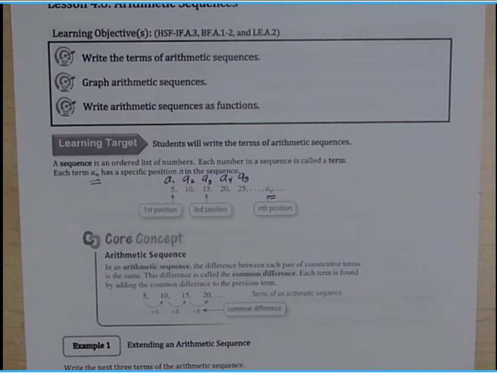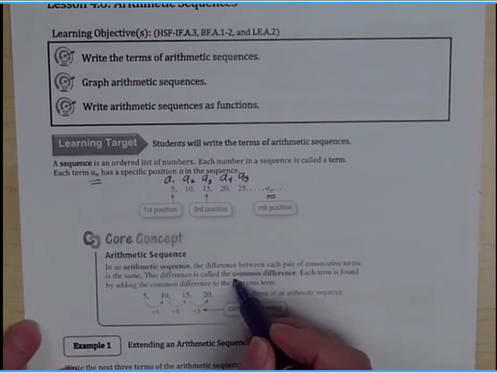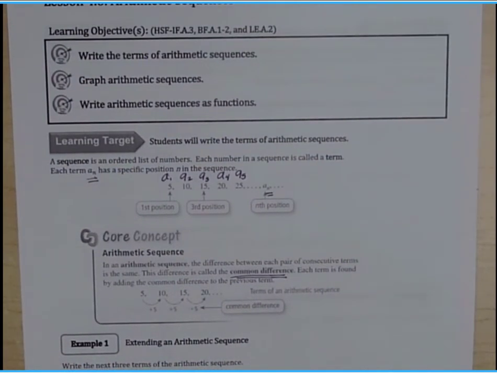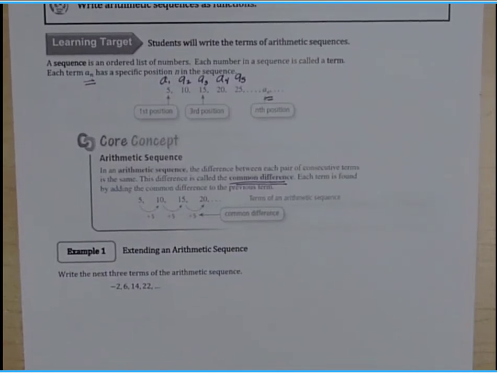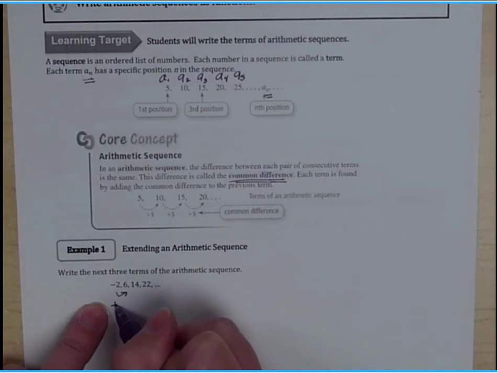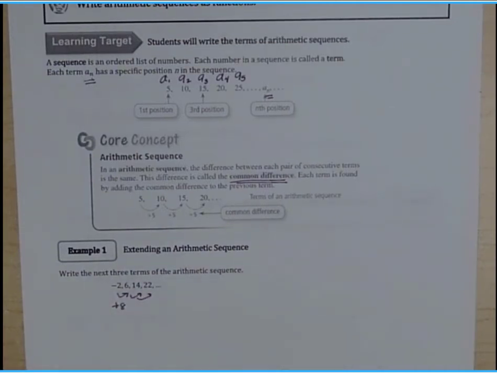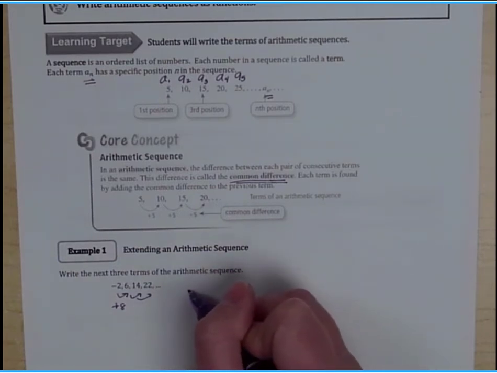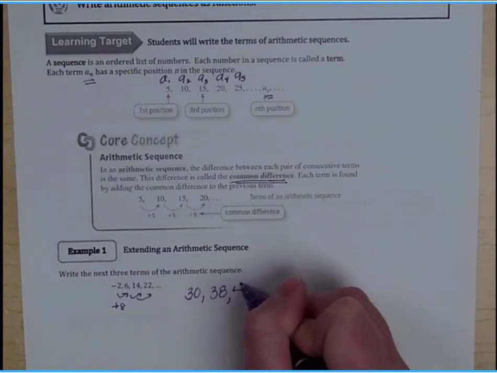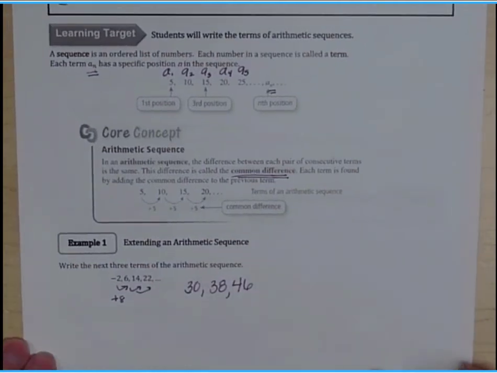So where do these numbers come from? An arithmetic sequence is a sequence that has a common difference, meaning the difference between each number is the same. If I look here, the difference from here to here is I'm going to add 8. Yep, and that continues, so I'm going to add 8 each time. That means the next numbers in my sequence are 30, 38, and 46.